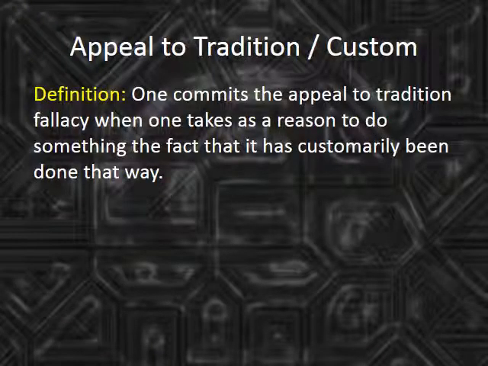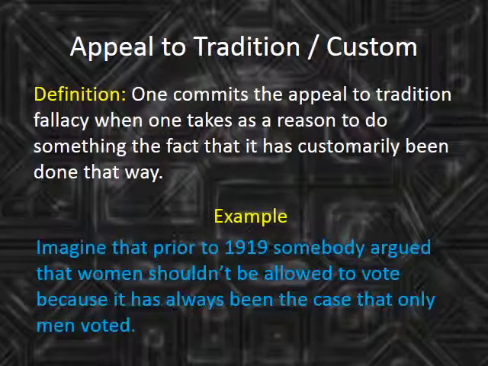Alright, appeal to tradition or custom. One commits this fallacy when one takes as a reason to do something the fact that it has customarily been done that way. For example, imagine that prior to 1919, somebody argued that women shouldn't be allowed to vote because it has always been the case that only men were allowed to vote.